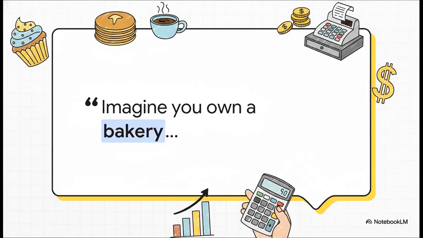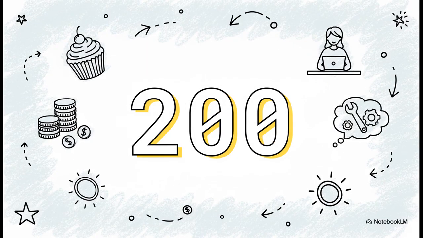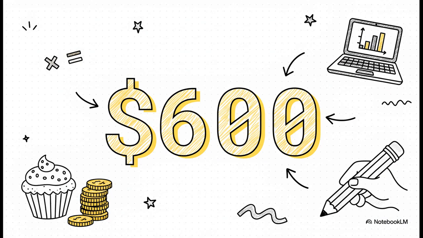To make this really stick, let's use a simple and kind of delicious example. Just imagine for a minute that you are the proud owner of a neighborhood bakery. First up, we need our selling price. Let's say that every single one of your amazing cupcakes sells for $3. Simple enough, right? Next, we need to know how many you sold. And let's say you had a fantastic day. You sold a grand total of 200 cupcakes. And now for the magic. We just multiply that $3 price by the 200 cupcakes you sold and boom, $600. That's your total cupcake revenue for the day.